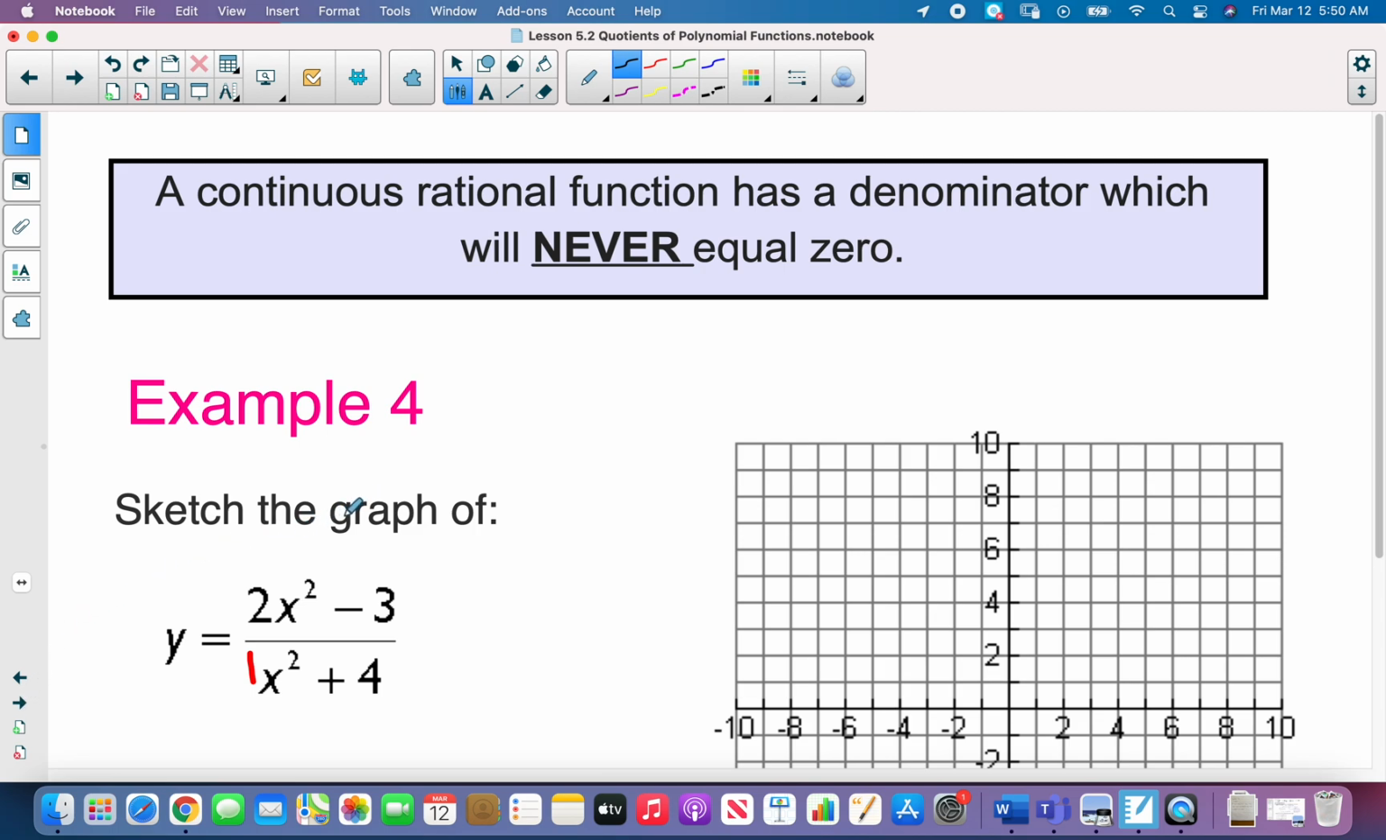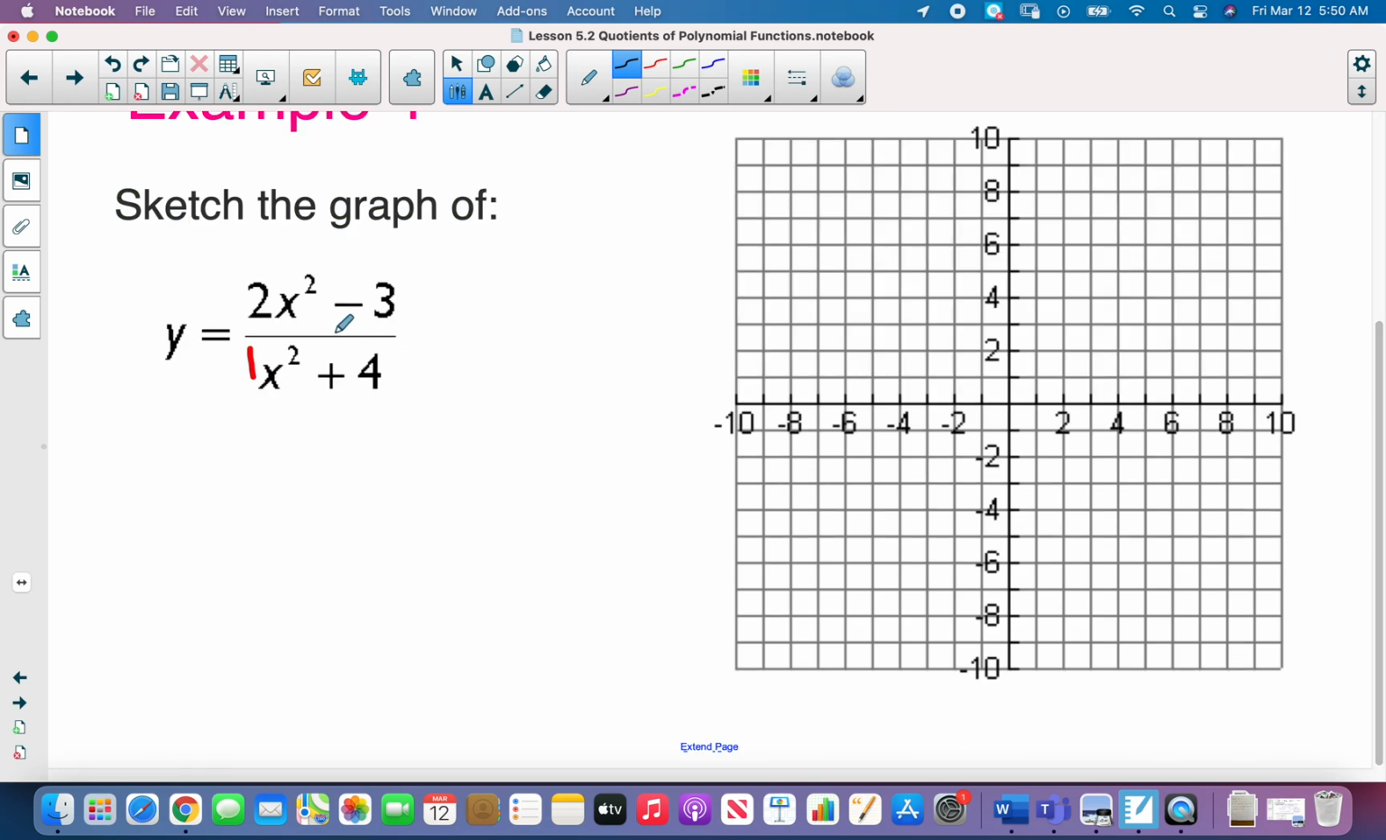A continuous rational function has a denominator which will never equal 0. So let's look at this example where we have y equals 2x cubed minus 1 divided by x squared plus 4. So the coefficient here, you can see that the degree of the numerator and denominator are the same. So in that case, you have an oblique asymptote. But you notice here that the denominator is x squared plus 4, so it's going to be a continuous rational function, right?